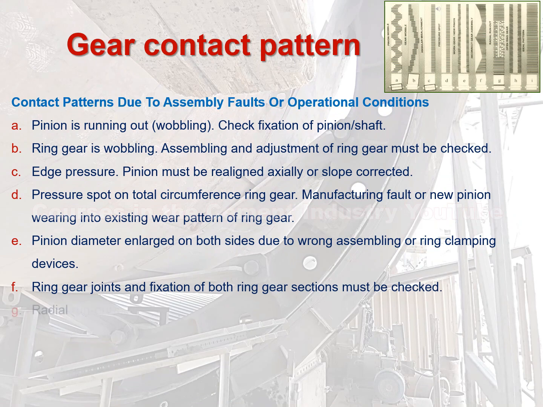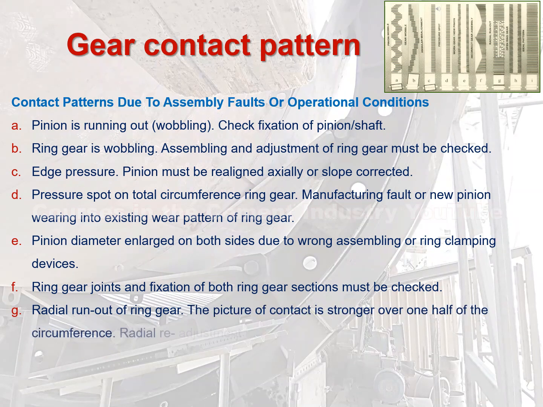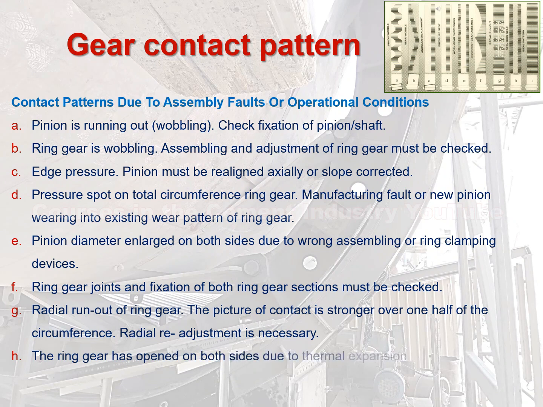G. Radial runout of ring gear. The picture of contact is stronger over half of the circumference. Radial readjustment is necessary. H. The ring gear has opened on both sides, due to thermal expansion. I. Ideal pattern.